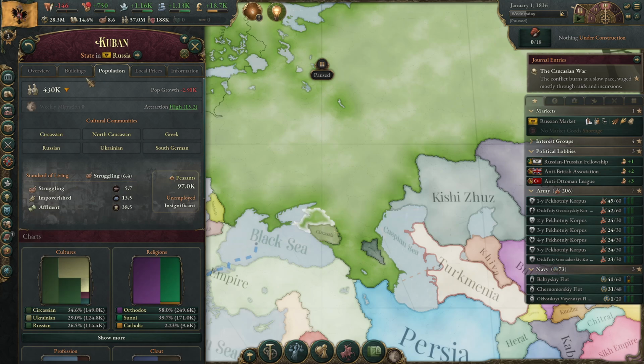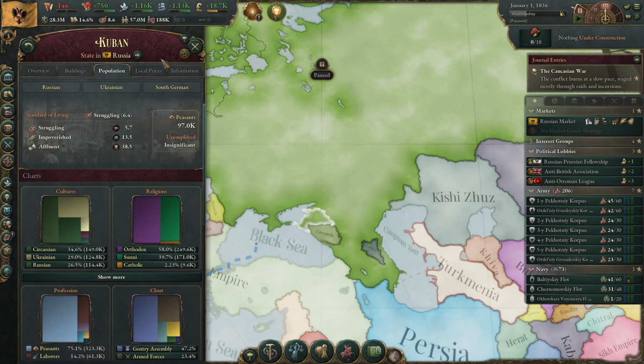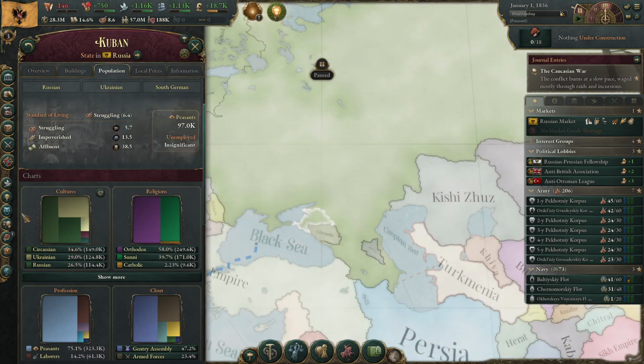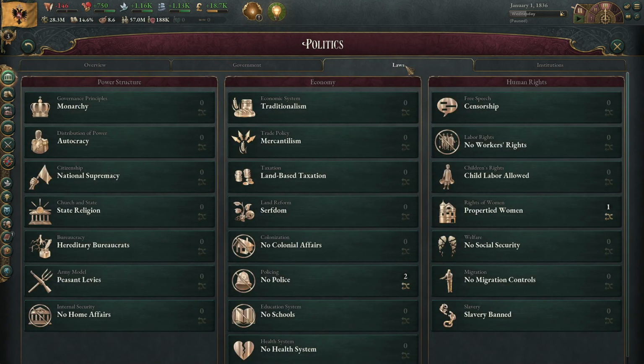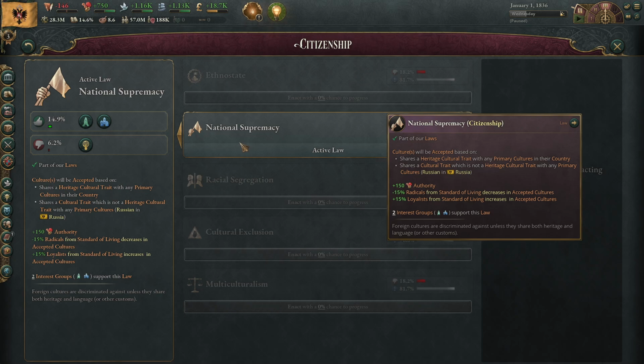Quite often it's because people are being discriminated against. So discrimination is one factor that gives radicals, and you can easily see who in your country is being discriminated against. It's decided by this law, the citizen law, which is a little hard to understand, but I will try to explain it in easier terms. Russia now has national supremacy. It says cultures will be accepted, and if they are accepted, they are not being discriminated against, if they share a heritage cultural trait with any primary culture in their country. And then this is the confusing part: they share a cultural trait which is not a heritage cultural trait with any primary culture.